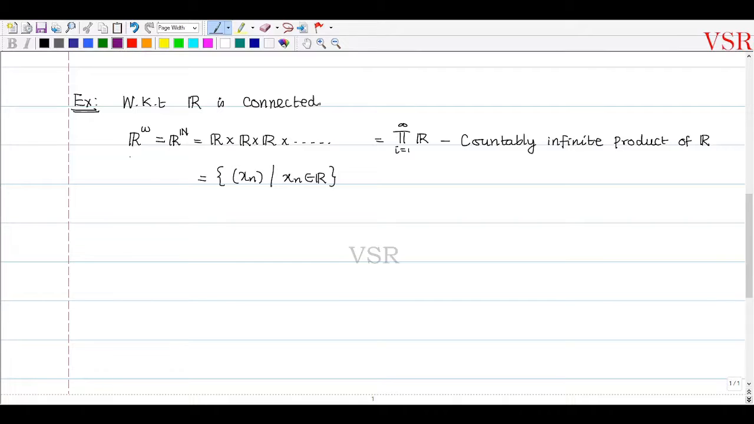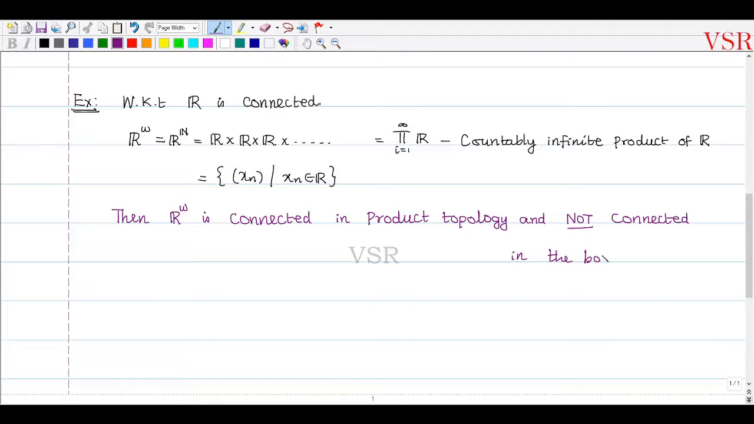Now what we are going to claim is that this R omega is connected in the product topology and not connected in the box topology. So whether the infinite product of connected sets is connected depends upon the topology. In the product topology, the infinite product of connected spaces is connected; in the box topology, that does not hold.